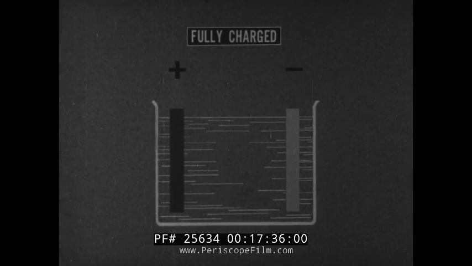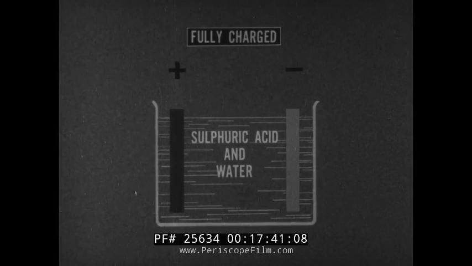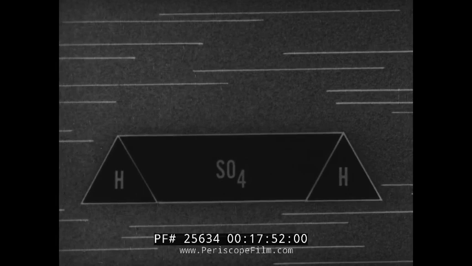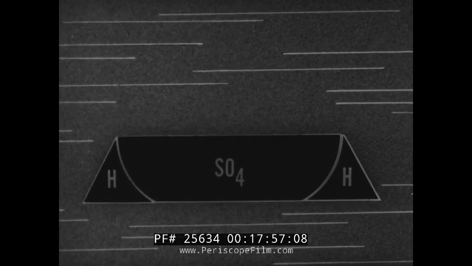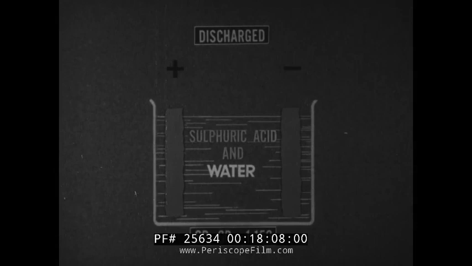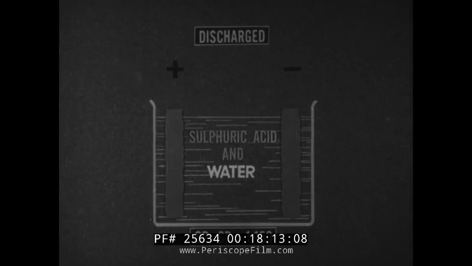In a fully charged cell, the electrolyte is sulfuric acid and water mixed to a given specific gravity, that is, 1.250, commonly expressed as 1250. During discharge, as we saw a few minutes ago, some of the sulfuric acid, H2SO4, is ionized, and its hydrogen ions go off to form water. More water and less acid means the electrolyte becomes dilute as the cell is discharged, and its specific gravity goes down.